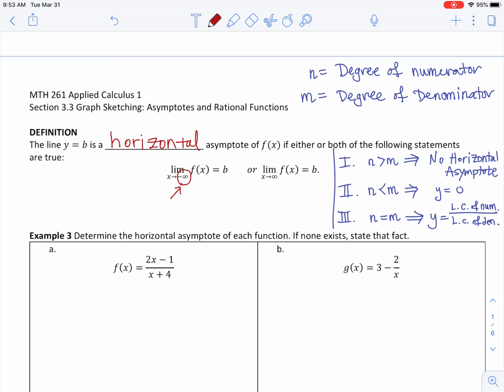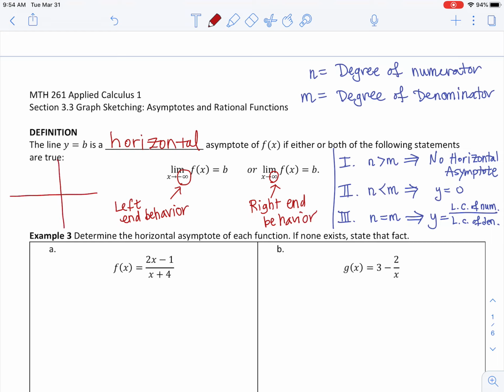But as x gets really, really small, that's what it is saying, x goes to negative infinity as the graph goes to the left. This is the left end behavior. As this graph goes to the left, the function value is approaching a value, b. And this right here, as x approaches positive infinity, they're talking about the right end behavior.